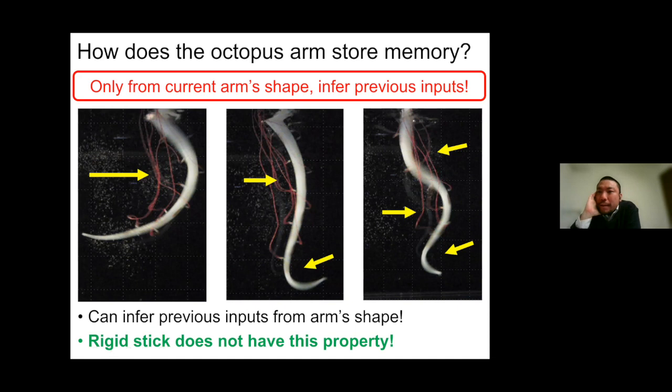And the interesting point is that we cannot implement this kind of information processing if you use a rigid stick, because if you embed sensors in the rigid stick, it won't deform according to the movement. So it won't encode any kind of information from the previous input. Even if you check the state of the rigid body, there's no memory in the body. So this suggests the interesting point of using the soft body.